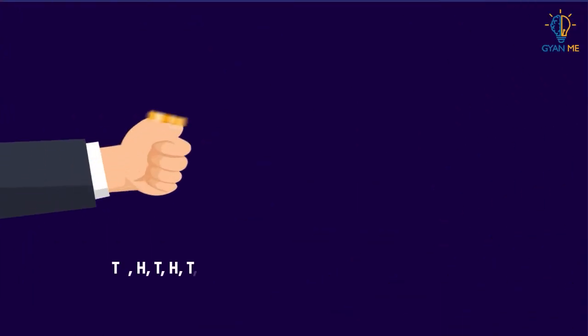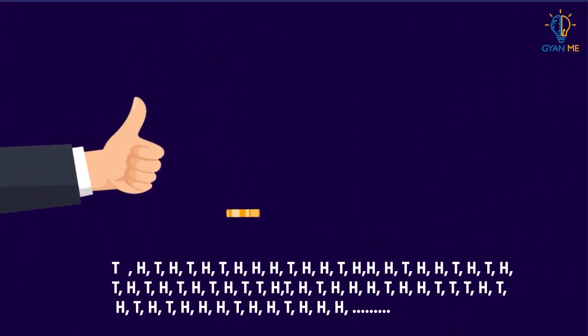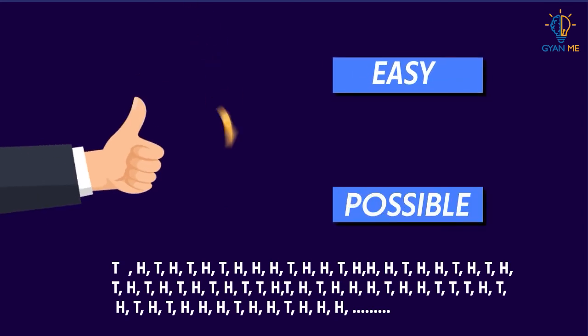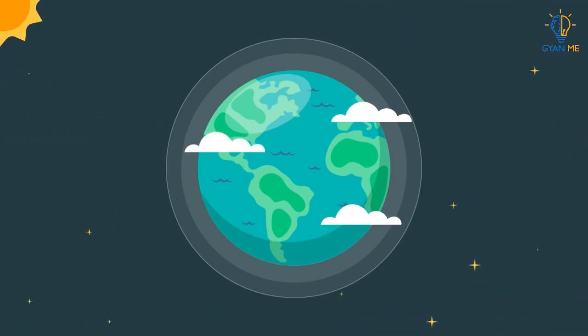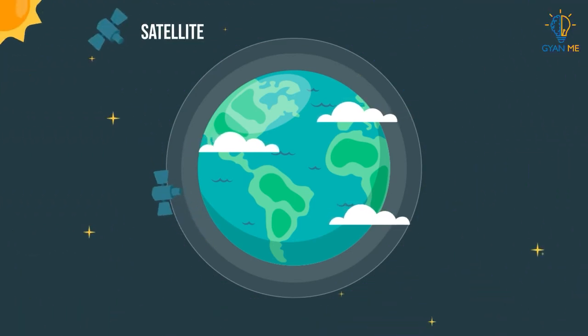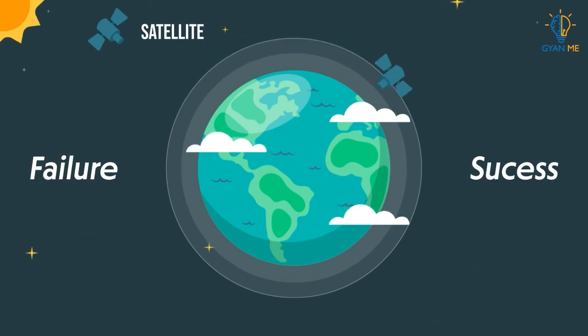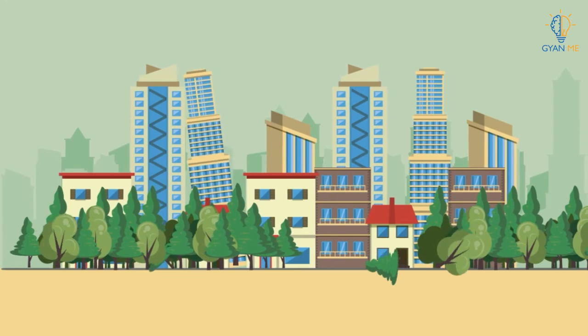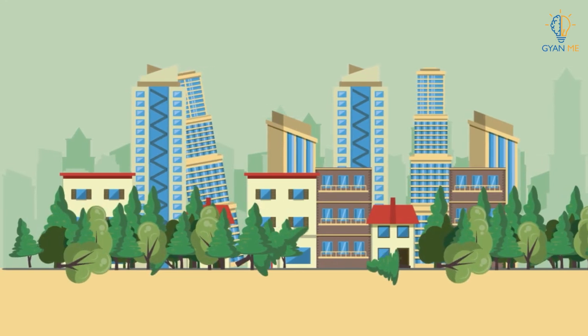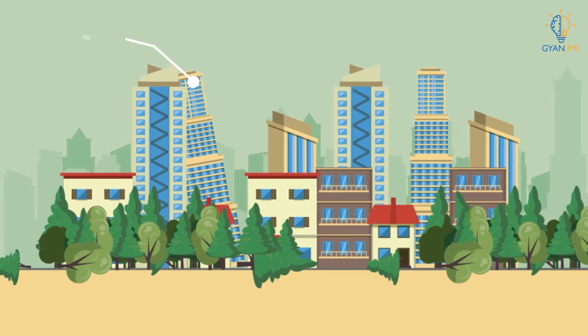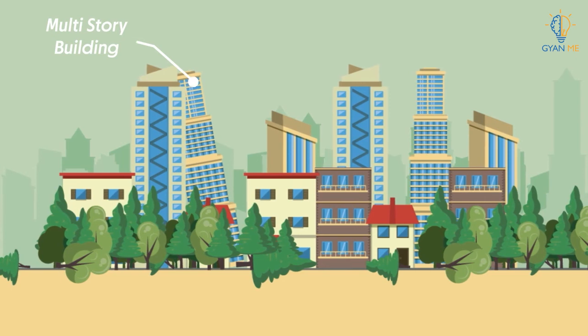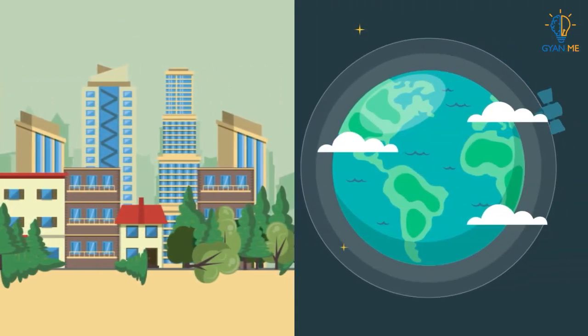Like in our example of tossing a coin, repeating experiments or carrying out many trials is easy and possible. But how about repeating the experiment of launching a satellite in order to calculate its probability of failure or success? Or how about repeating the phenomenon of an earthquake in order to compute the probability of a multi-storied building getting destroyed in that earthquake?